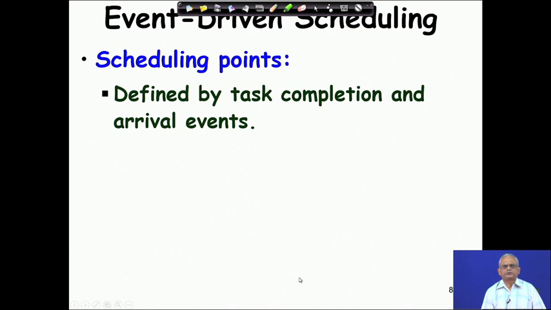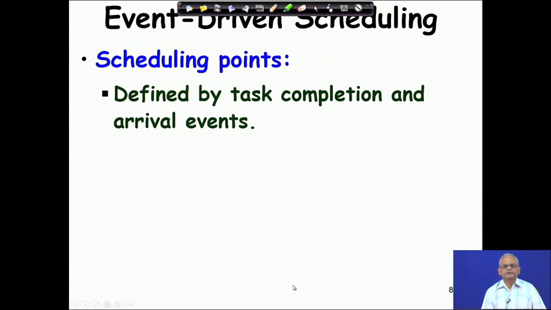So, what will be the scheduling points for event driven scheduling? There are two types of scheduling points. One is task completion. So, whenever a task is running and it completes, that wakes up the scheduler, that defines a scheduling point, and the scheduler starts running and tries to decide which task to run next. The other type of scheduling point is the arrival events.